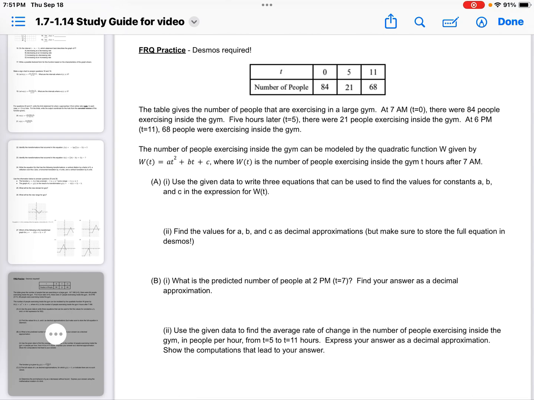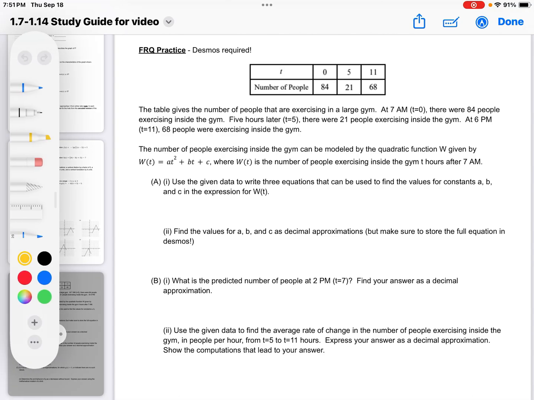All right, so a couple of things to note right away is the number of people. They're calling the number of people W of t. And so when I build my equation, I need to realize that my W of t is going to be the output variable. So the 84, the 21, and the 68 are going to be the output quantities.